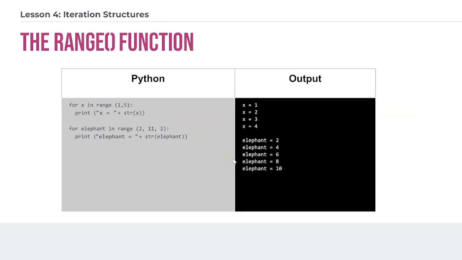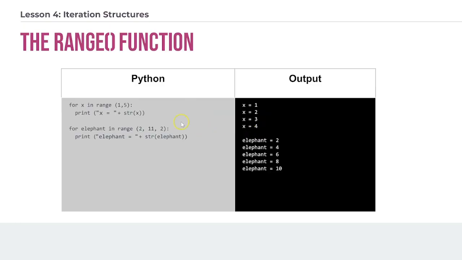So the range function that I mentioned a second ago is useful for creating a range of numbers. And basically it's going to create a range. If you just give it 2 numbers, then it's going to create a range from the first number to the last number. But this last number is going to be exclusive. So for x in range 1 to 5, we actually have x taking on the values 1, 2, 3, and 4.